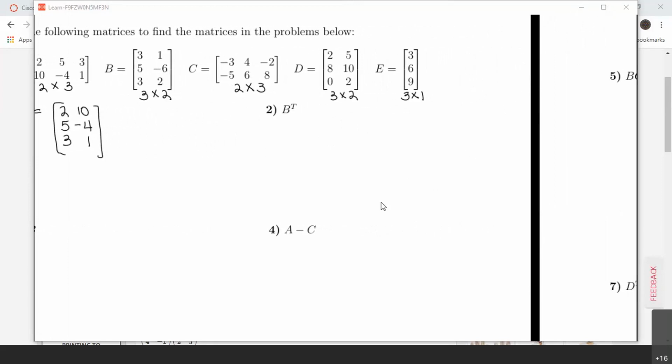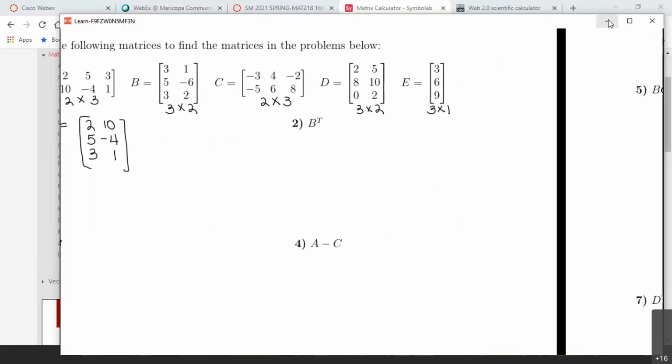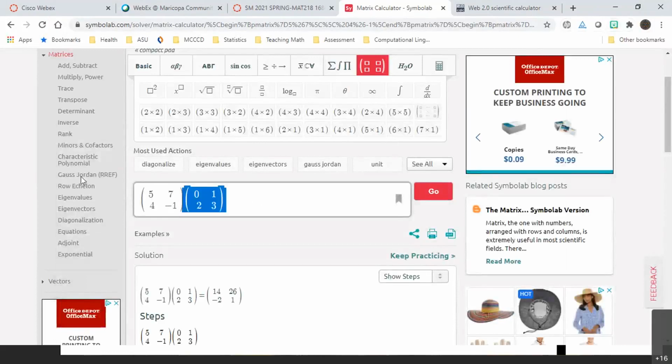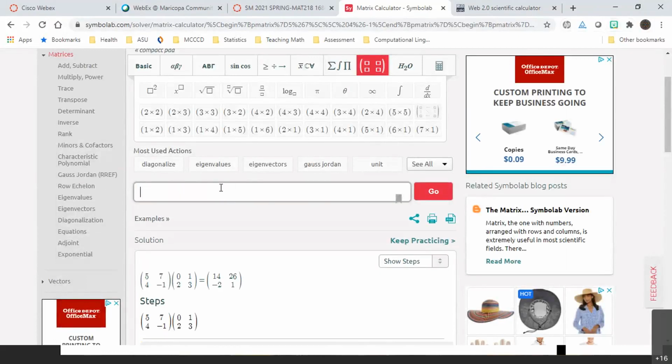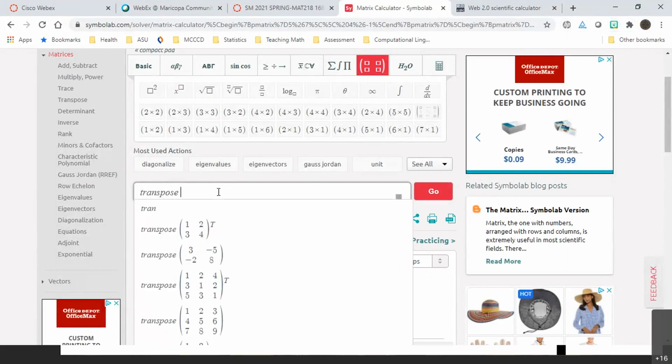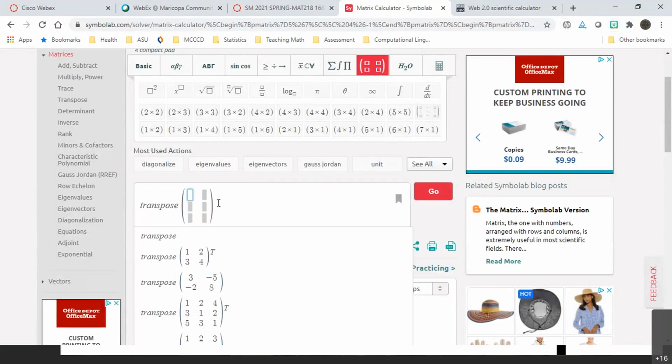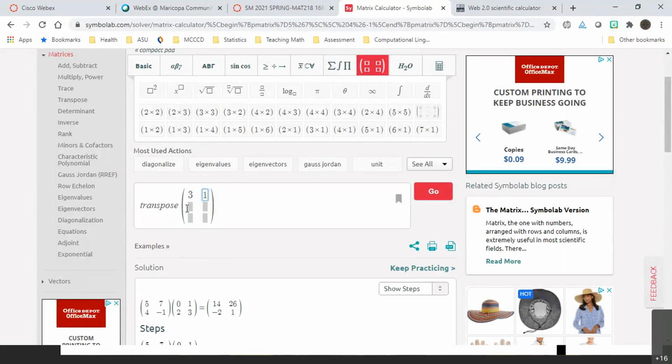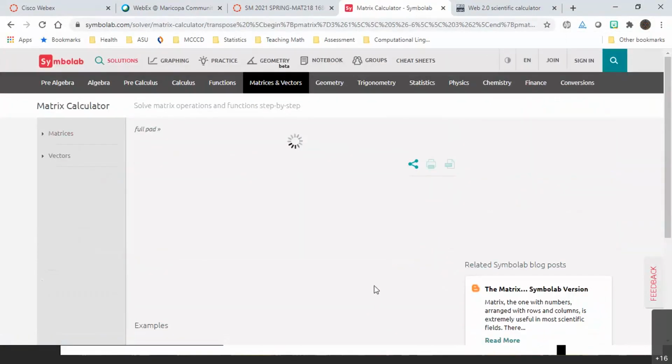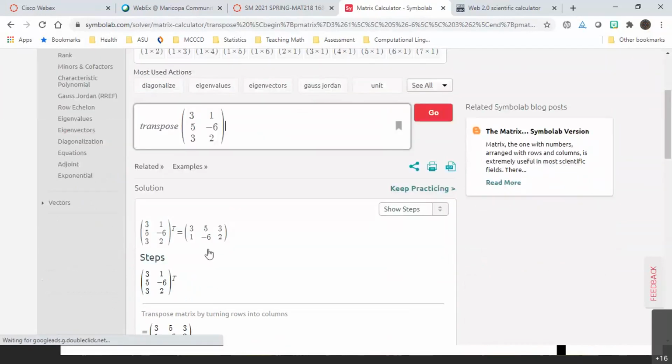Let's see if I can get to that. Okay, so here's my Symbolab calculator. I'm going to type in the word transpose, and then I'm going to type in matrix B, which I said was a 3 by 2, and then I'll put in 3, 1, 5, negative 6, 3, 2. And then just hit go. And here it is transposed.